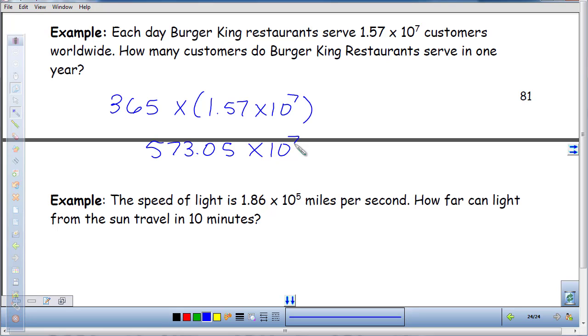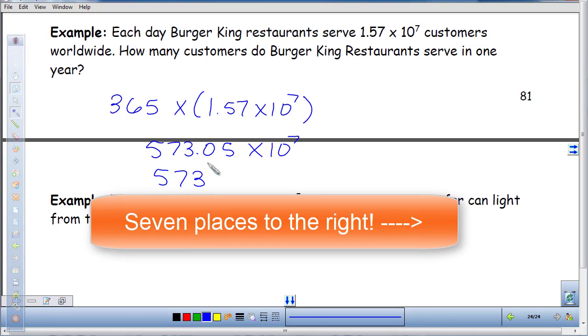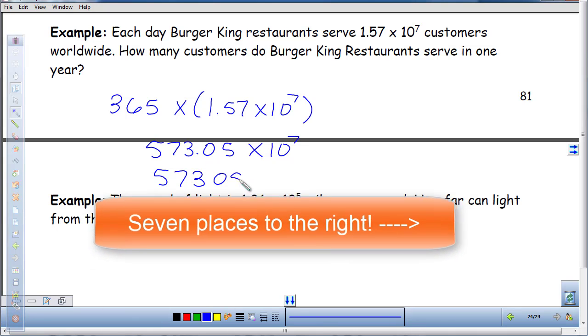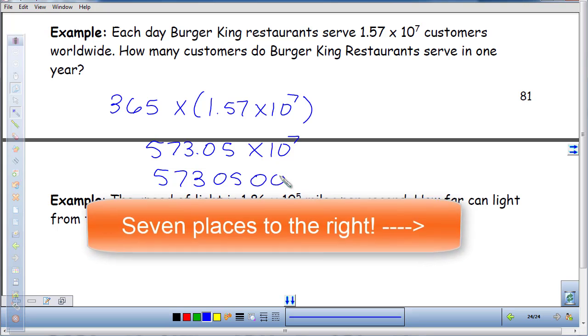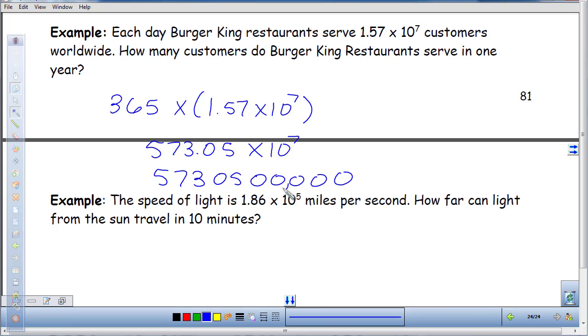They didn't say which format they wanted, and scientific notation is nice, but if we write it out in standard form, that's probably more meaningful to people who don't deal in scientific notation every day. So since they didn't specify, I'm going to move my decimal point how far? 7 places to the left. So 0, 5 is the 1 and 2, 3, 4, 5, 6, 7. So I can say 5,730,500,000 people every year.